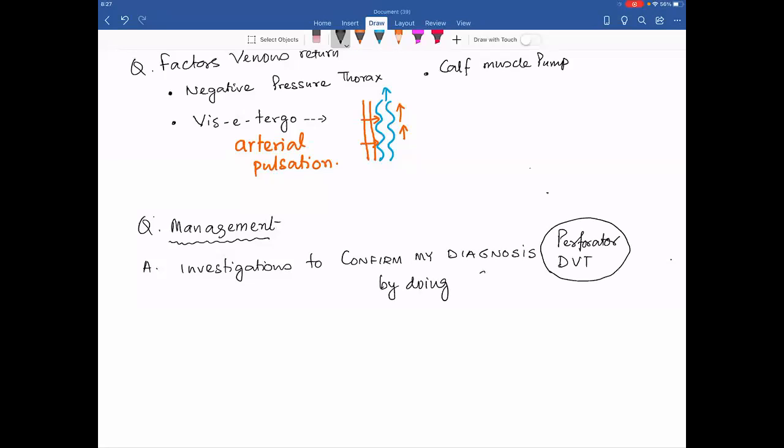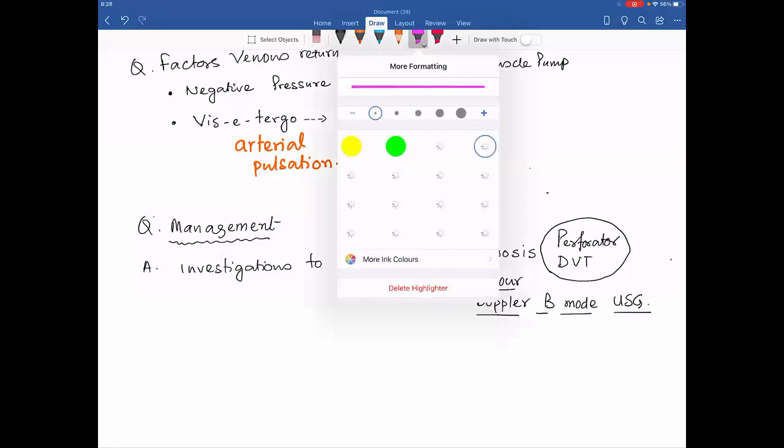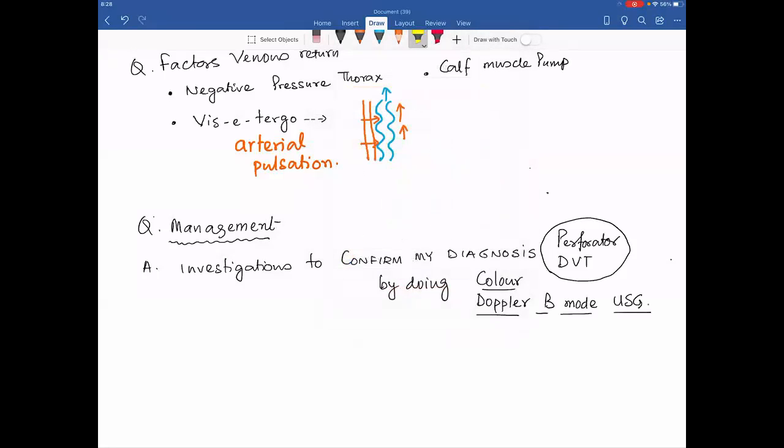by doing a color Doppler B mode ultrasound. I will again repeat. Sir, I will do a color Doppler B mode ultrasound. What is the statement that I said in this part? I will like to confirm my diagnosis is the first statement. But this is all that you need to do for the exam. Advanced, I will be talking not now.